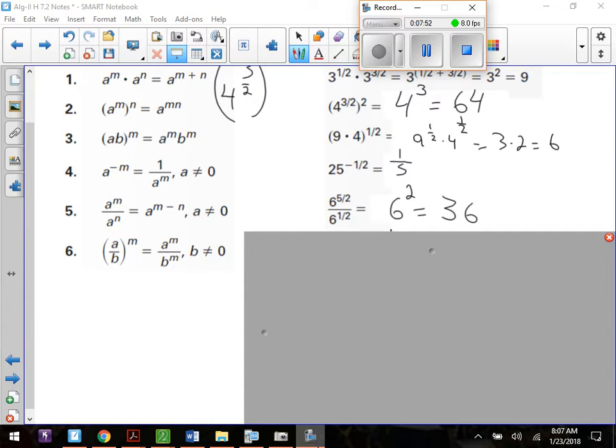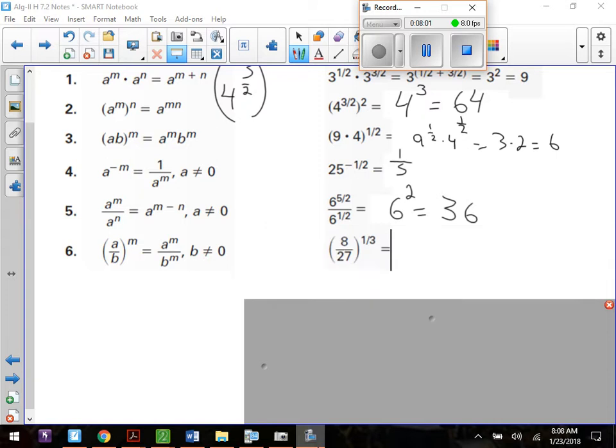Nope. If you want to think in your mind that they're just variable x, and then do everything else. And then last but not least, 8 over 27 all to the 1/3 power. When you raise something to the 1/3 power, that means you're taking the what of it? The cube root. Good.